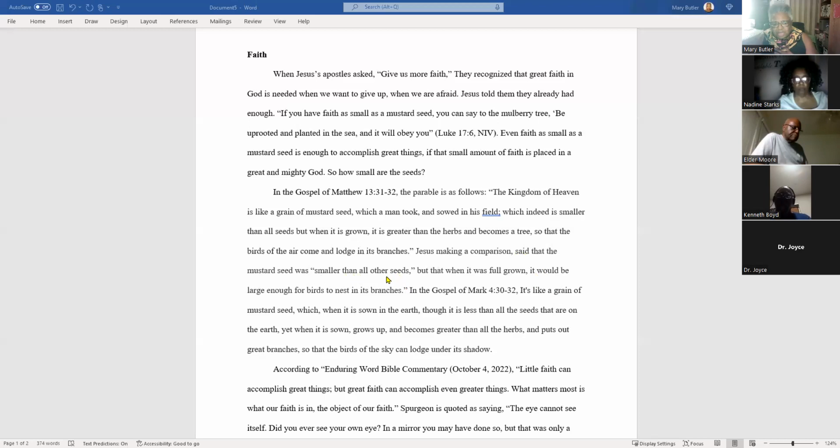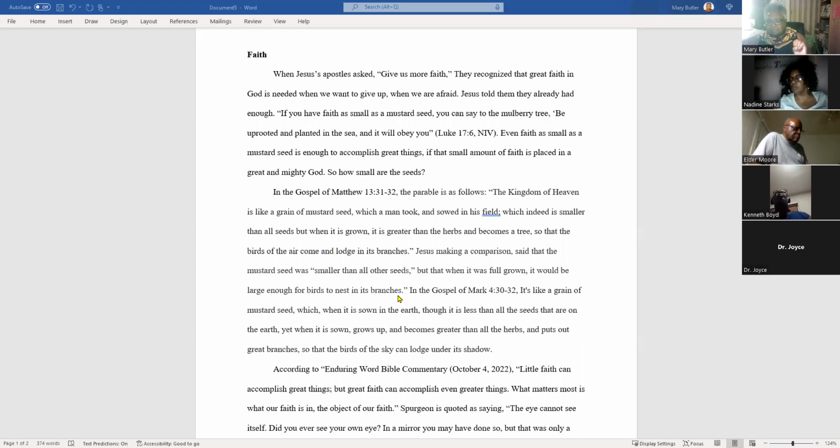But that when it was full grown, it would be large enough for birds and nests. In the Gospel of Mark. I could have said St. Mark. I could have said St. Matthew. I could have just said in Matthew. But I'm trying to make it really sound like, oh, in the Gospel of. I could say Paul said, but instead I could say the Apostle Paul said. You see how I'm making myself sound so much more professional.